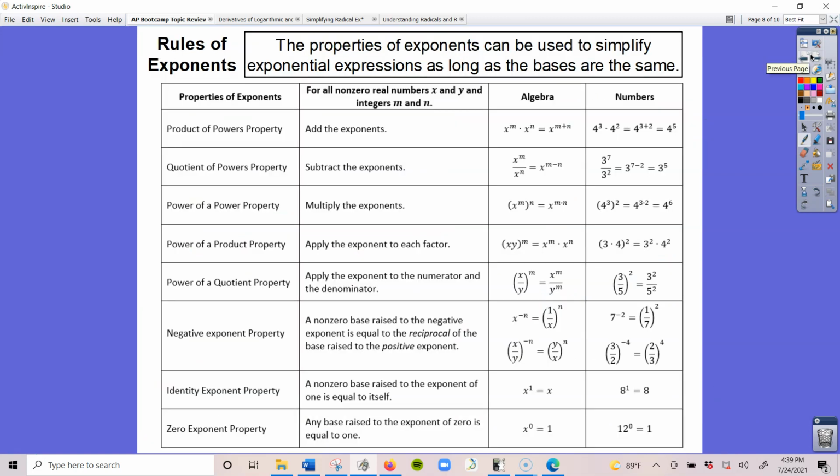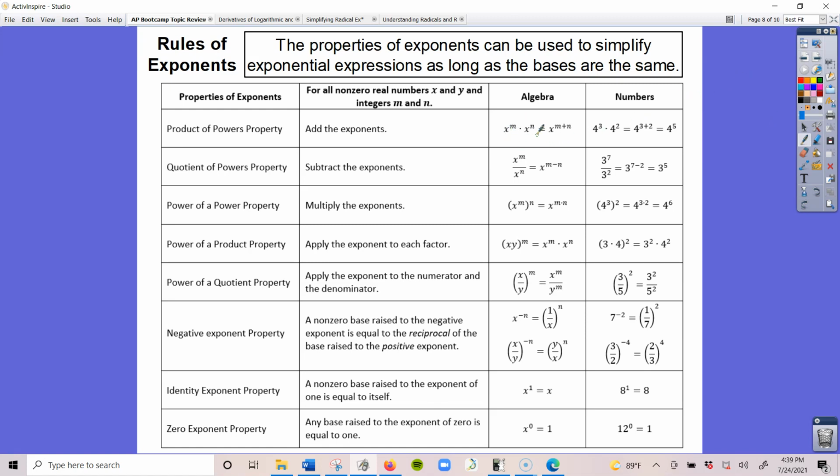Now we're going to review rules of exponents. So this particular slide just has all of those rules with some algebraic examples and then some examples with numbers. We have the product power, the quotient power, the power of a power. So some of these are very familiar or should be familiar.